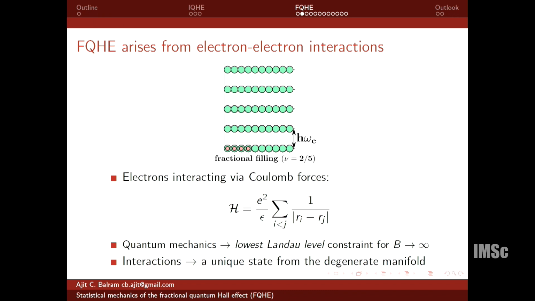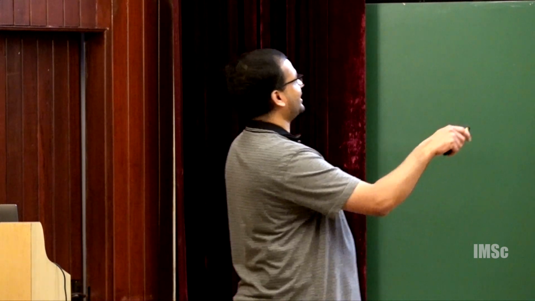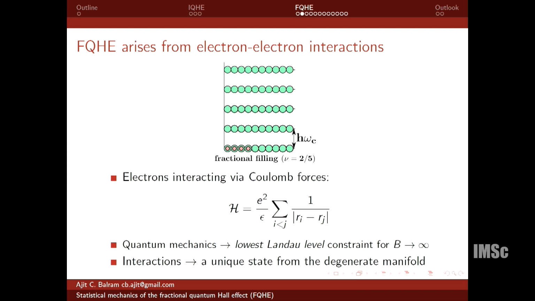So for a theorist like me, there is a nice limit in which you can describe the problem, where what you can do is you set the cyclotron frequency to infinity. So all the physics is happening only in the lowest Landau level. And this Landau level is now partially filled. So here is an example of filling factor 2/5. So you have 10 states in the lowest Landau level, and 4 of the electrons occupy these states.